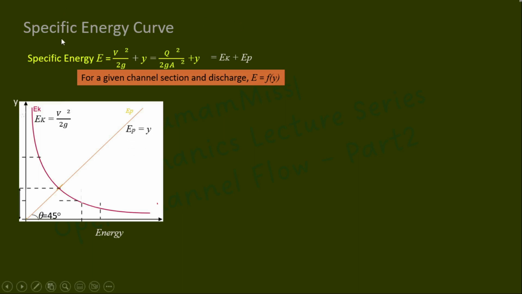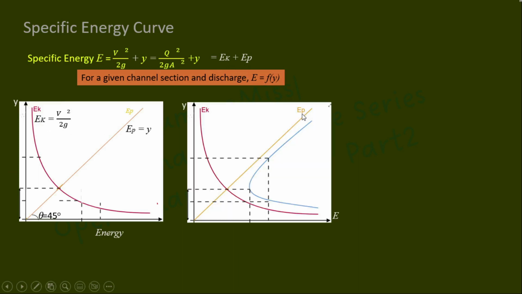But specific energy E equal to Ek plus Ep. If you are adding the values of Ek and Ep for the corresponding value of y, then the resulting curve is represented in blue color. This curve is represented as E equal to Ep plus Ek, which is equal to y plus v square by 2g. It is indicated by the notation ACB. So this curve ACB represents the variation of E with respect to y, and it is called the specific energy curve.